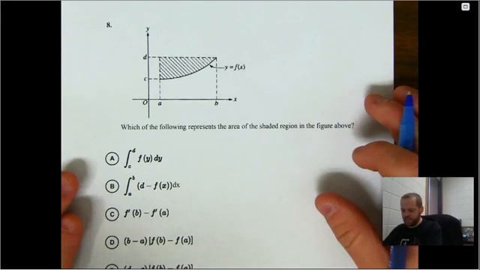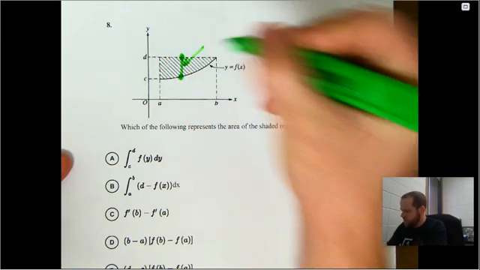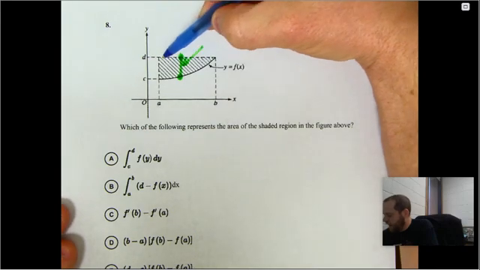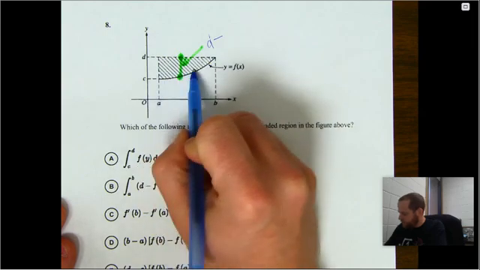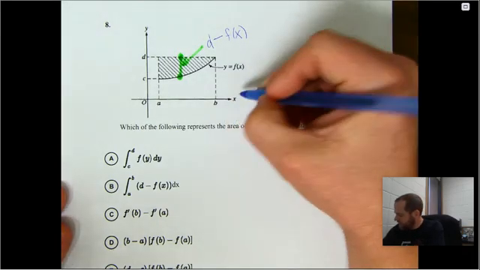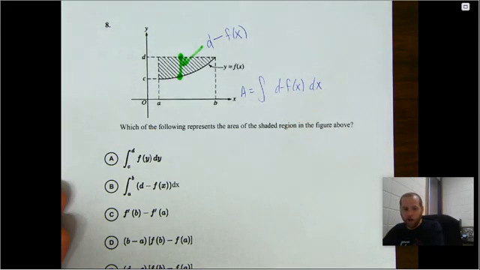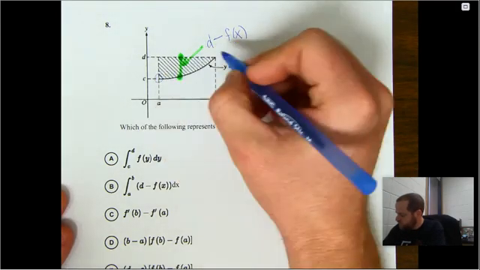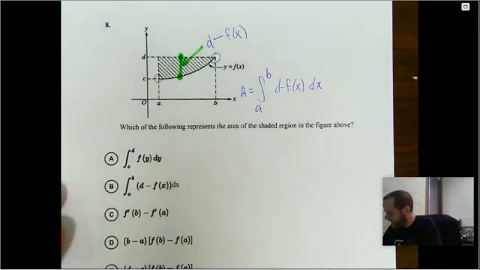For instance, here's another one. What represents the area? So let's look at a length. Okay, what represents the top y value? Well, it's always D minus the bottom y values are represented by F. And then we're going to find the area by adding those up from the smallest x to the biggest x, which is from A to B, and we're done.